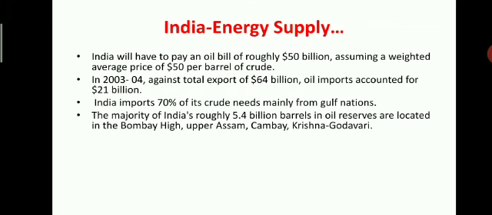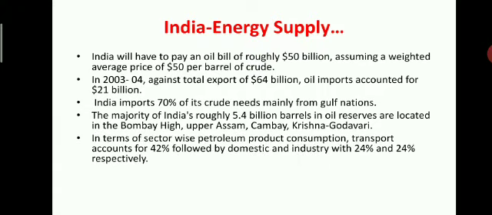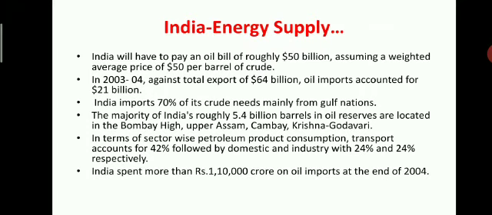Let us wait. India imports 70% of its crude needs mainly from Gulf nations. The majority of India's roughly 5.4 billion barrels in oil reserves are located in the Bombay High, Upper Assam, Cambay, Krishna Godavari. So these are the oil reserve locations in India. In terms of sector-wise petroleum product consumption, transport accounts for 42%, followed by domestic and industry with 24% and 24% respectively.